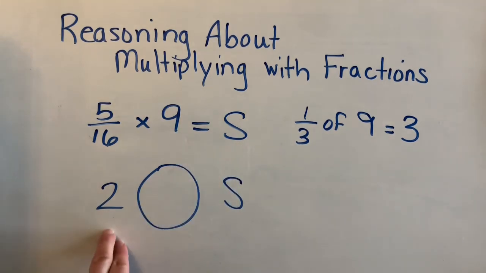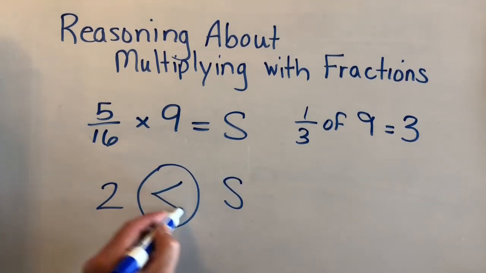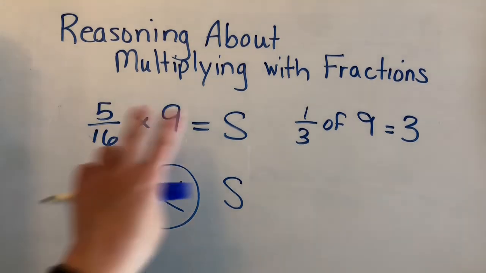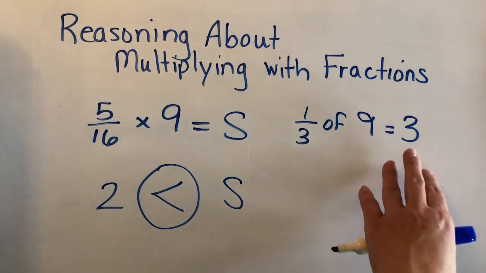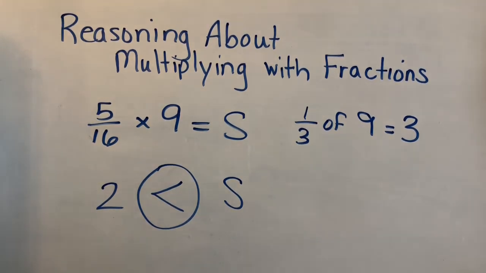So where would 2 be? Well, 2 is going to be less than the product then. Just because of an estimate, this is what we're doing. It's reasoning about multiplying. So I know my answer is going to be somewhere close to 3, so it should be larger than 2. It might be 2 point something or 2 and some fraction, but it's going to be closer to 3. I hope this helps you with reasoning and thinking about your multiplication problems when you're multiplying with fractions.